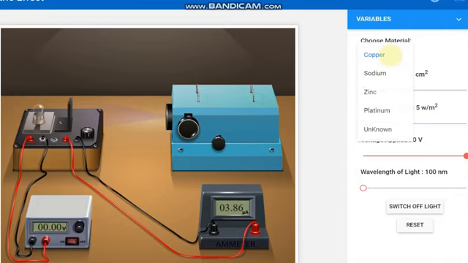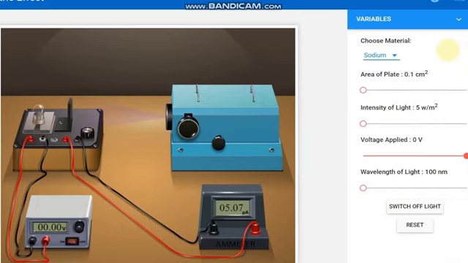You can select any one of the materials: sodium, zinc, platinum. So these are the materials given in this portal, and you select any one of them. For example, I am selecting sodium material, and you select the area of that plate. That metal surface is a sodium metal surface, which is taken here as a semi-cylindrical surface, from which the electrons are going to be released, and the area of that metal plate is 0.1 centimeter square. You can change this area of the plate by sliding this one like this, 0.2, 0.3, 0.4 like that.